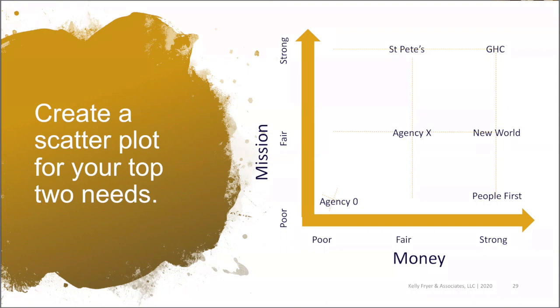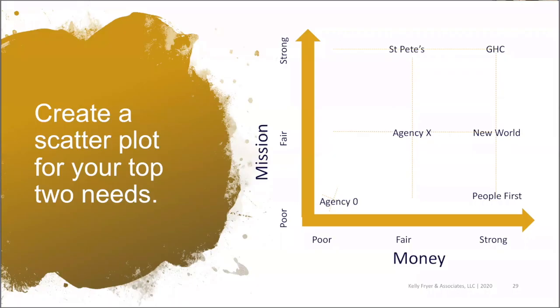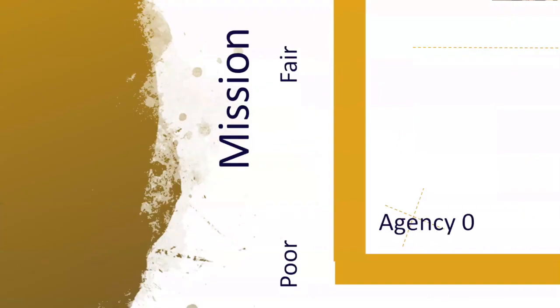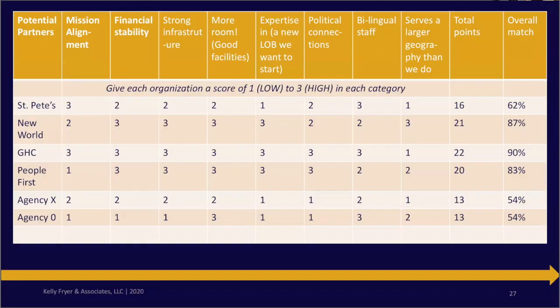So let's go back to St. Pete's. St. Pete's is a 3 in mission alignment, really strong, but only kind of in the middle on financial stability. So St. Pete's is, sorry, making my screen too small. St. Pete's is right on the scatter plot, right where strong mission and fair money meet. There are other organizations that scored differently. GHC scored a 3 on mission alignment and a 3 on financial stability. So you see GHC is right at the intersection of strong mission and strong money.